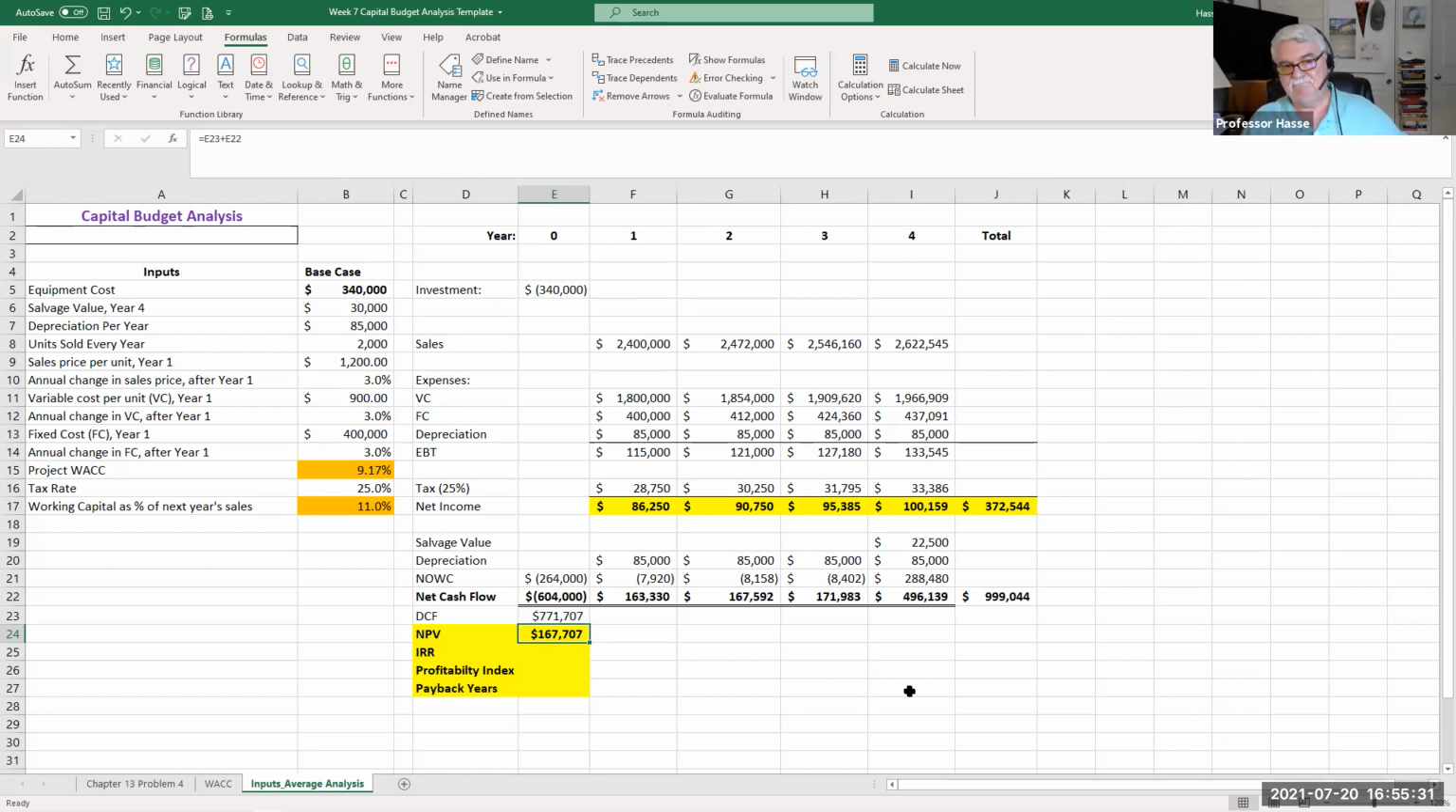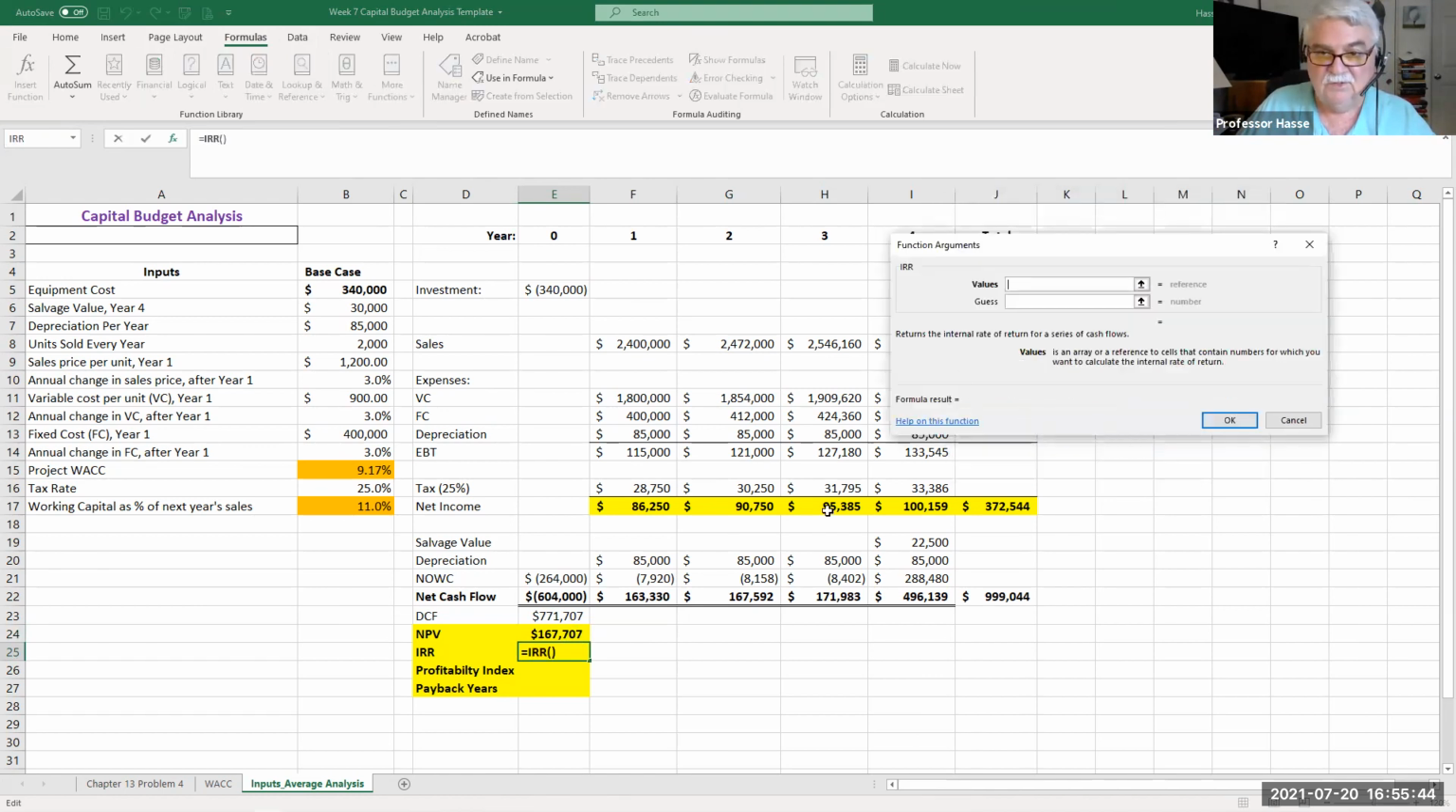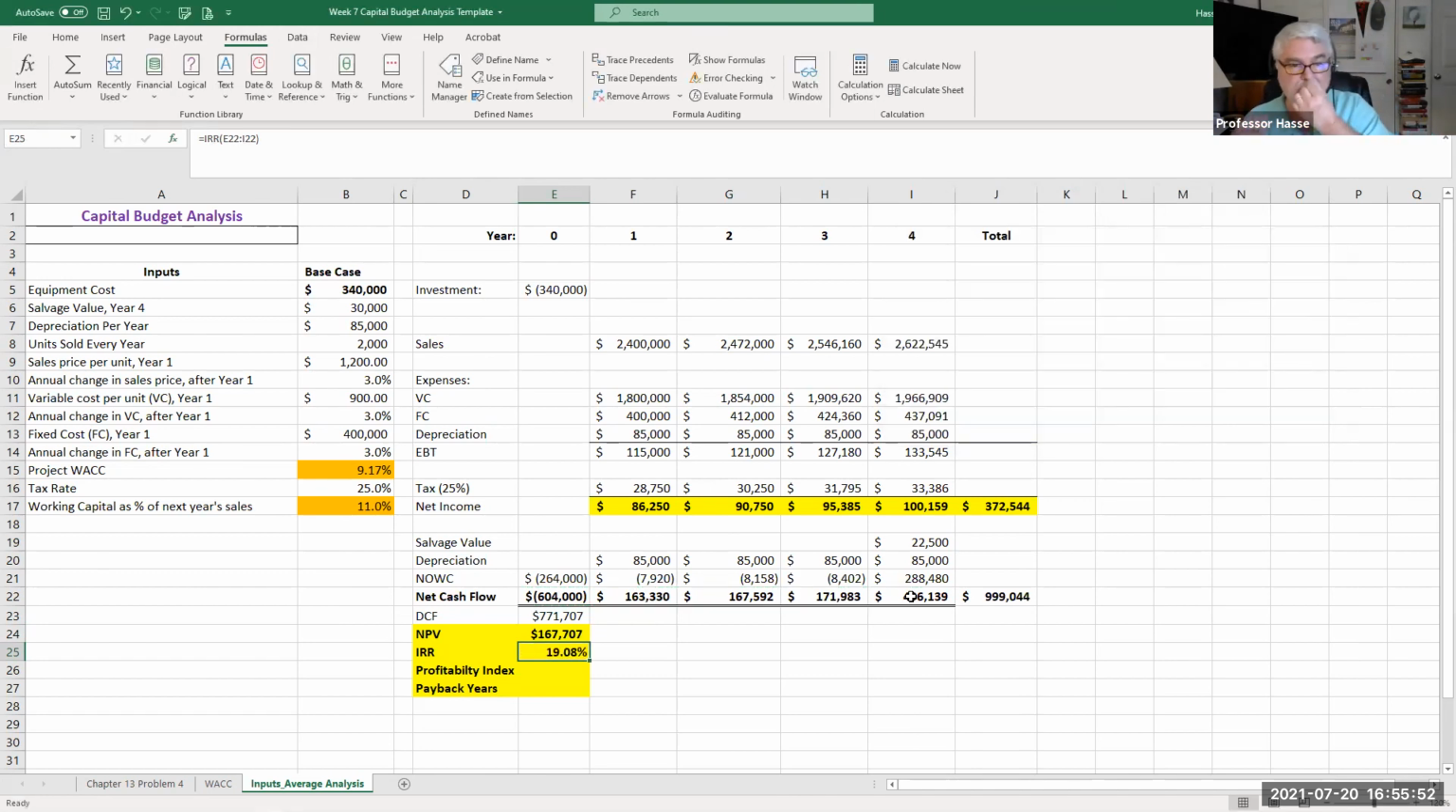We're making money today. Our internal rate of return is, what is this in a percent? Formula, function, financial, internal rate of return. We've done this before. We just paint in values year 0 through year 4, including year 0, and we come up with 19.08%. So we like this. We're making positive money, and our return is much higher than our cost of money. Our cost of money is 9%. Our return is 19%. That's a good thing.